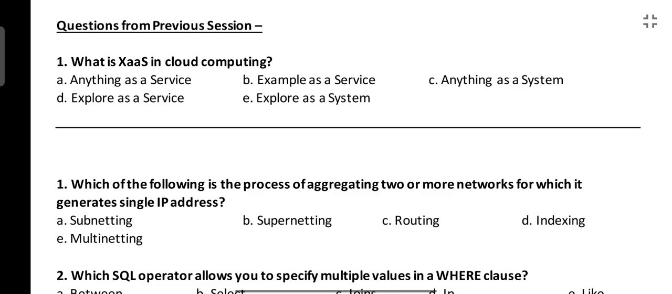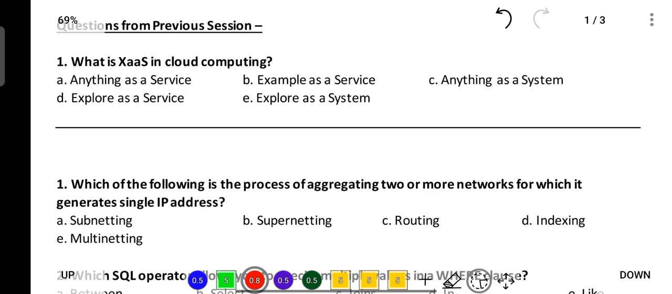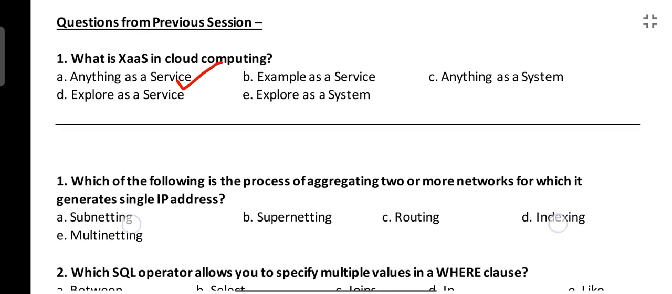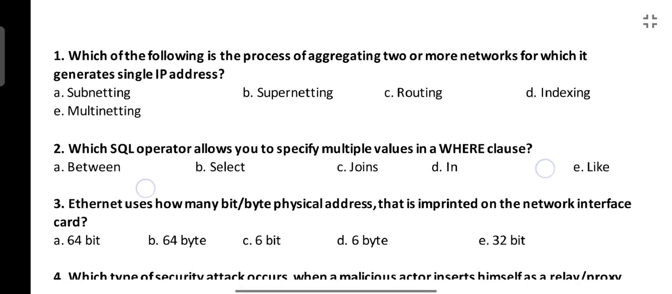So the first question is from the previous session. The question was, what is XaaS in cloud computing? XaaS stands for anything as a service. So A will be the right answer here. Anything can be anything. It can be email as a service or server as a service. So let's start quickly with today's questions.